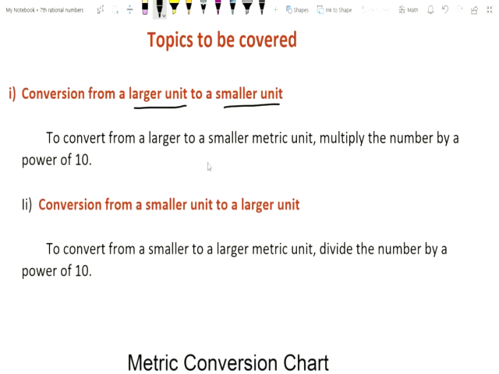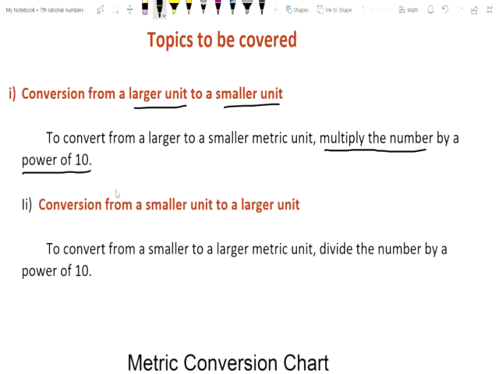To convert a larger to a smaller metric unit, multiply the number. What you want to do? Multiply the number by a power of 10. This is very, very important. So 10, 10 square, 10 cube, like that you want to multiply. It means 10, 100, 1000, 10,000 it will go. So while converting larger unit to a smaller unit, we have to multiply by a power of 10.